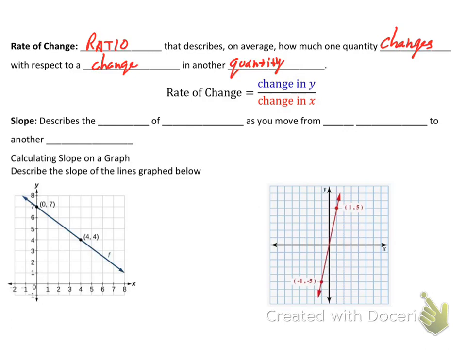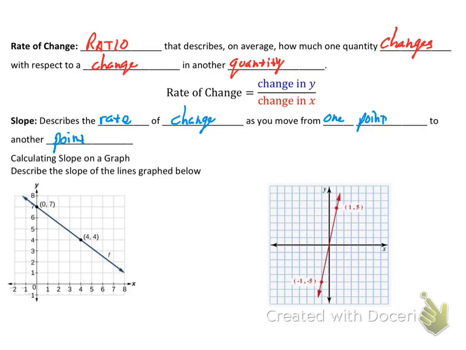The way we find rate of change is we look at the change in y over the change in x. There's our ratio. A specific type of ratio that we're going to be looking at frequently throughout this unit is slope. Slope describes the rate of change as you move from one point to another point. So the slope is basically how you move from one point to another on a graph.